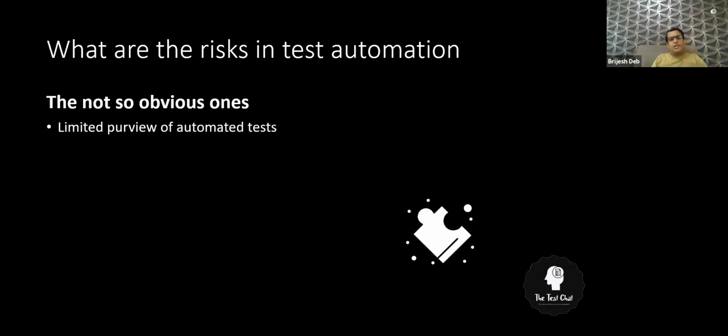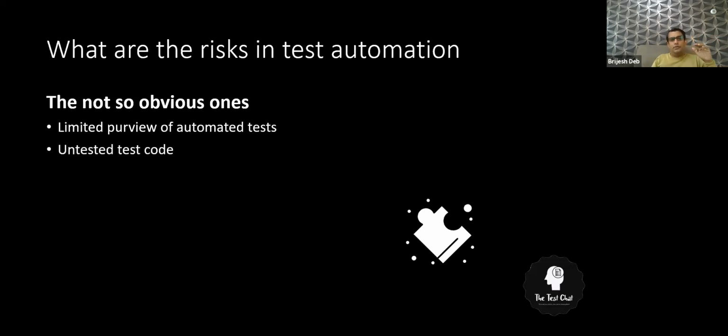How many times do we think of automated tests having a limited scope? We don't. We just go ahead and say, okay, let's automate. Do we think of the scope of automation very often? It is not an obvious risk, but it is still a risk, because within the testing that you are doing, if you are running a set of automated tests, or trying to automate some of your test procedures, then they are always going to have a limited scope or limited purview.